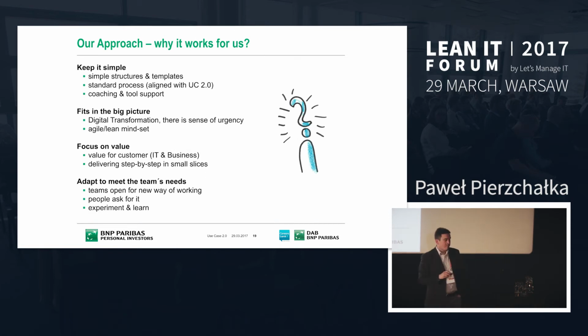I was asking myself a question: why is Use Case 2.0 well adopted in our organization? I just stick to the principles from Use Case 2.0. The first one is we kept it simple. It means we didn't provide a new tool on board. We just used what the people are already using for Jira backlog management, but also for Confluence.